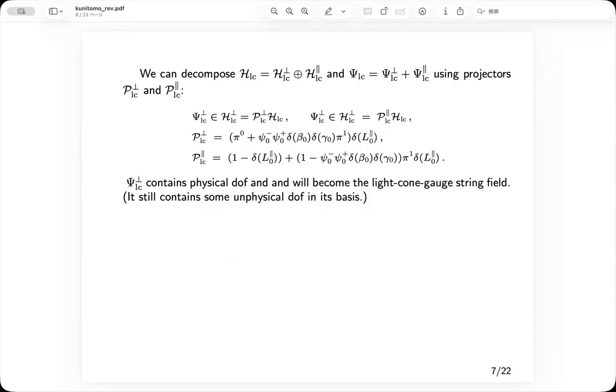And so we can decompose the light-cone Hilbert space into the transverse mode and the parallel, longitudinal mode. The field is also decomposed into parts. The projector onto this subspace can be written in this form, and we can write it explicitly. This transverse component contains the physical degrees of freedom and will become the light-cone gauge string field. But it still contains some unphysical degrees of freedom in its basis Hilbert space, as we see later.